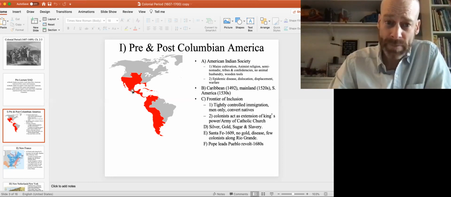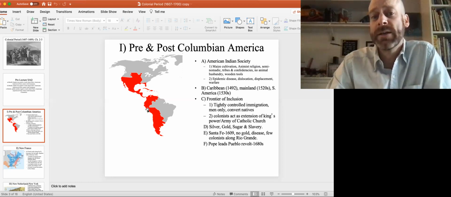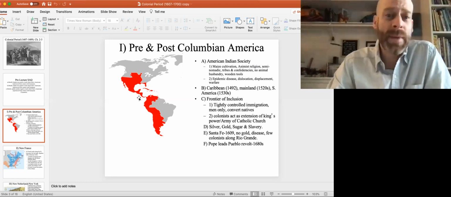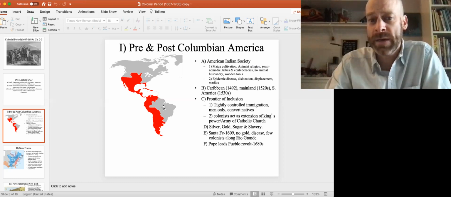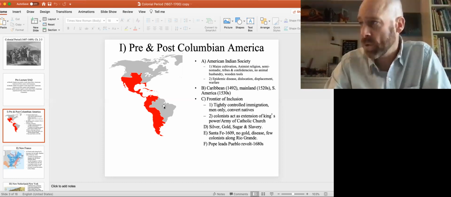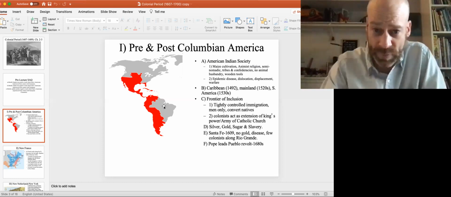Spanish land in Mexico, Cortez in the 15-teens, Pizarro in Peru in the 1530s. And in a matter of a couple of decades, they're able to conquer this vast empire shown in red. This big gray area here will belong to Portugal, that today is Brazil, of course.